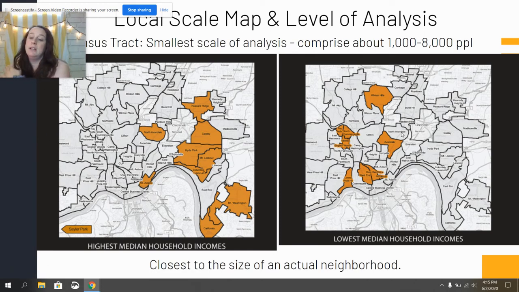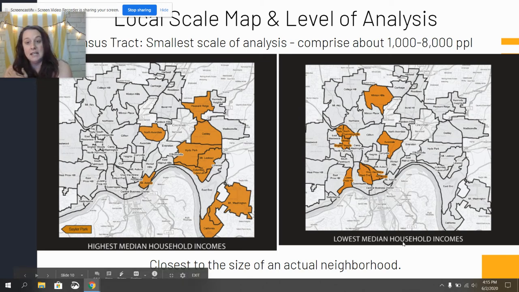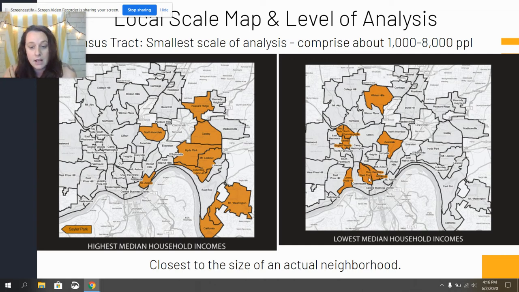And then you can contrast that and look at the lowest median household incomes in Cincinnati, and you can see the majority of them are in central Cincinnati, right? Like downtown, Over-the-Rhine, the West End. As well as some over here on what we would start to call the west side, right? Like Lower Price Hill.